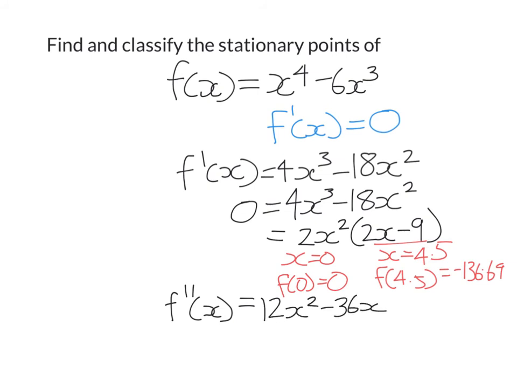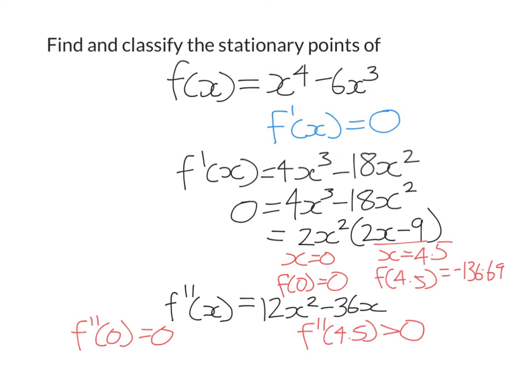So here's now how I use the second derivative test. I substitute in each of these values and see what the second derivative is at that point. If I substitute 0 into the second derivative, I get 0. Now, if I substitute 4.5 into the second derivative, I don't care really what the number is. I just know it's positive.